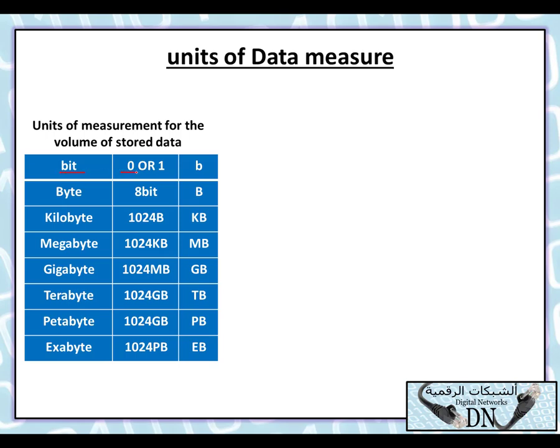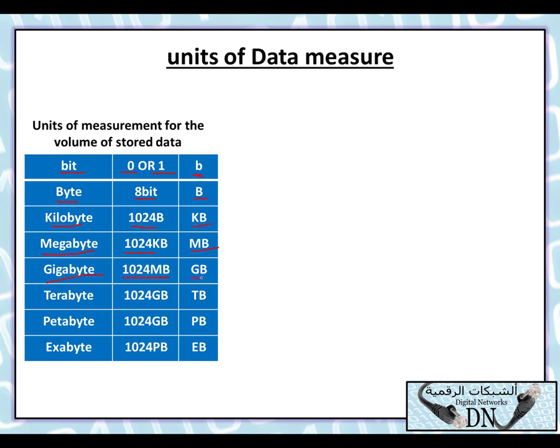Bit, it is 0 or 1. Abbreviation b. Byte, it is equal to 8 bits. Abbreviation B. The difference between the bit abbreviation and the byte abbreviation is that bit is a small b, byte is a capital B. Kilobyte, it is equal to 1024 bytes. Abbreviation KB. Megabyte, it is equal to 1024 kilobytes. Abbreviation MB.